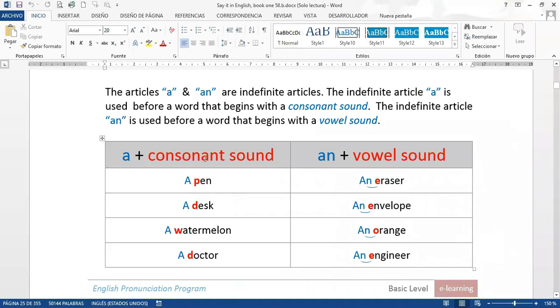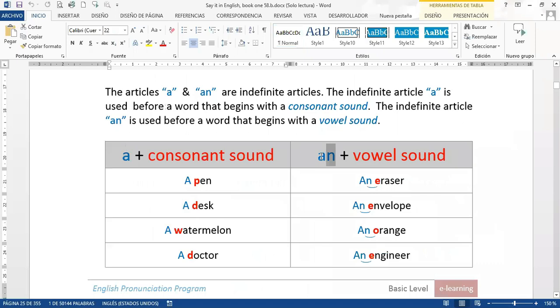Articles. We have the articles here. So we have two kinds of articles. We have a and we have an. So when do we use a? We use a when the word that comes next starts with a consonant sound. So p is a consonant sound. So the article is a pen, a desk, a watermelon, a doctor.